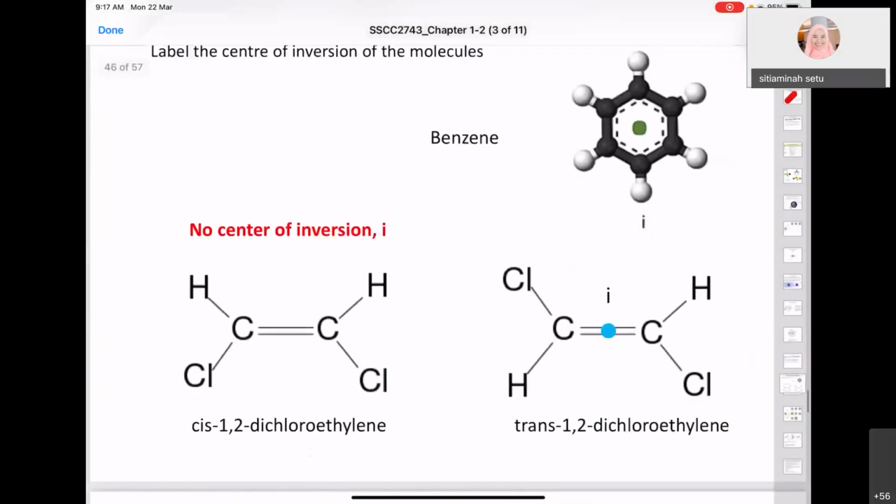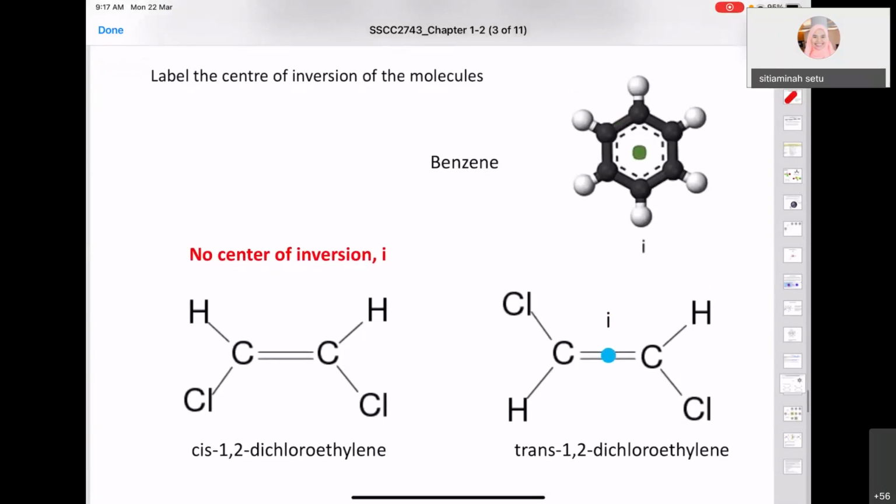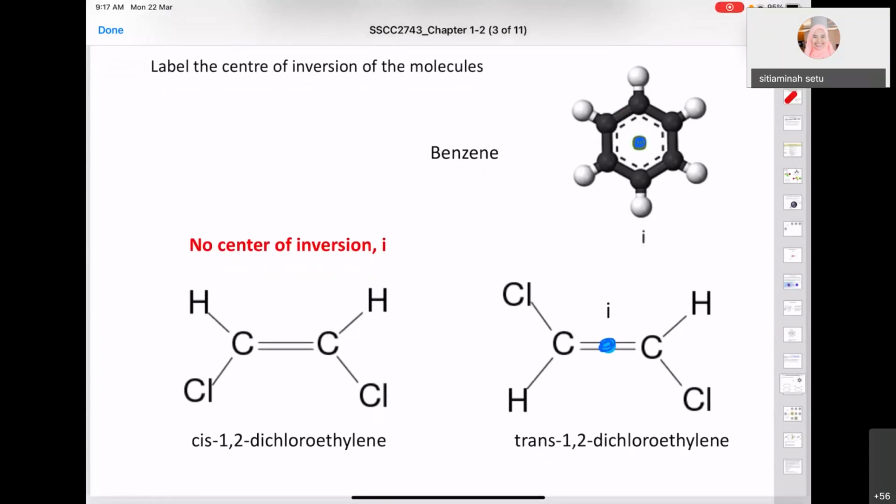Right, so saya tunjukkan kat sini. So benzene here is the center of inversion. Trans dekat in between C double bond C. Tapi cis dia tak ada. Sebab inversion dia mesti move daripada dia punya formula daripada X kepada negatif X. Sama juga kalau dia daripada Y dia akan jadi negatif Y, Z dia akan jadi negatif Z.